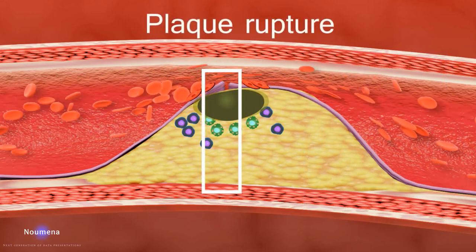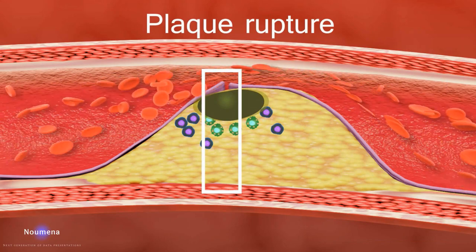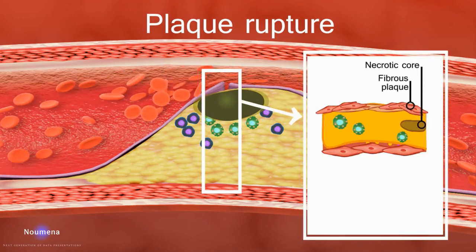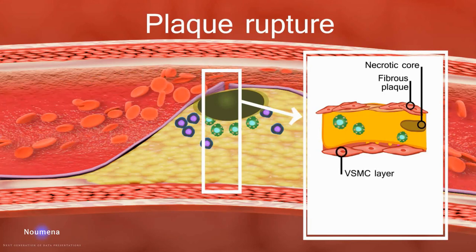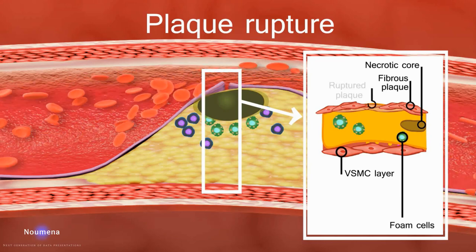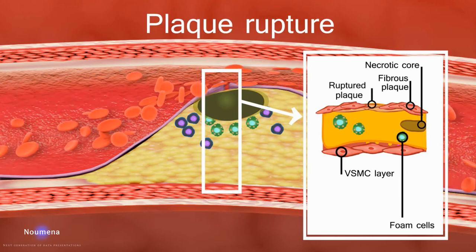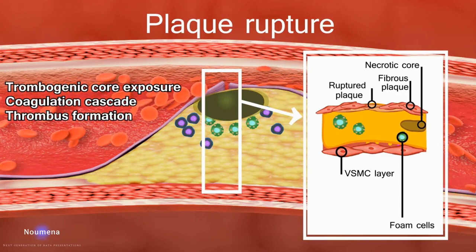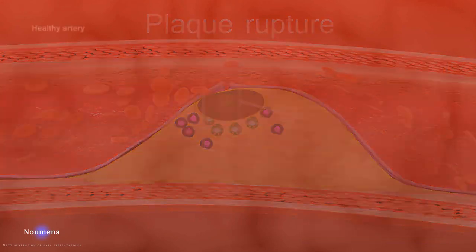The final stage of atherosclerosis is characterized by a plaque with very similar components to the fibrous plaque, namely a necrotic core, fibrous cap, the tunica media, foam cells and the rupture itself. Due to the rupture, the thrombogenic core is exposed to the blood circulation leading to the activation of the coagulation cascade, the thrombus formation and the thromboembolic event.